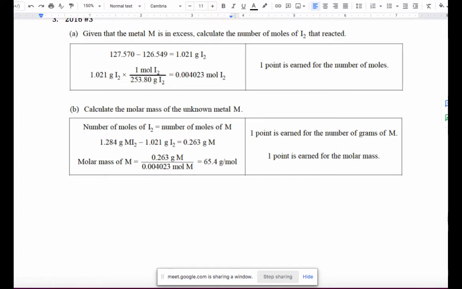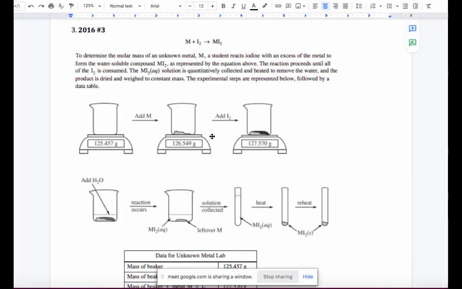So for part A, it says given that the metal M is in excess. That means you have a lot of it. You don't have to worry about it affecting the stoichiometry. That means that I2 is the limiting reactant. Calculate the number of moles of I2 that reacted. I did not put this entire picture on the scoring guidelines, but I do want to show you up here at the top, you have a balanced equation. That's going to be useful.